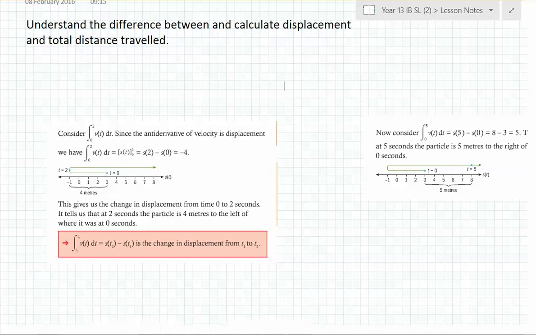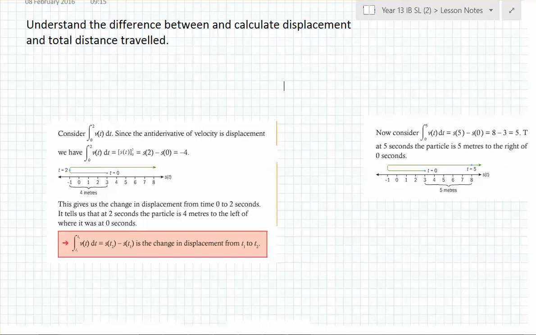So you read through that. We've got a function for a particle moving along a horizontal line, and it's given by s(t) = t squared minus 4t plus 3, when t is greater than or equal to 0. Why is t greater than or equal to 0?